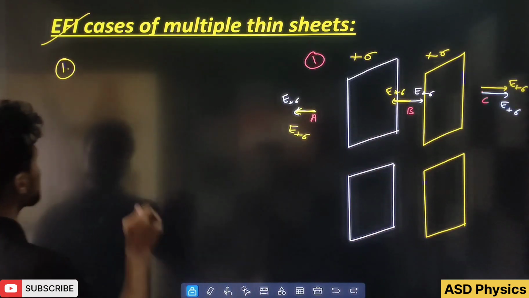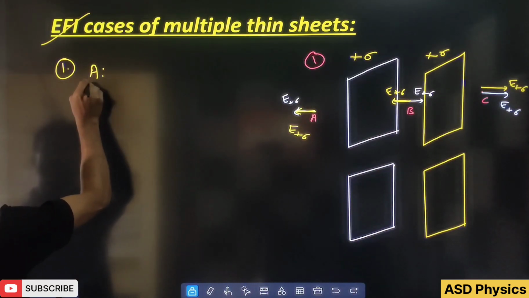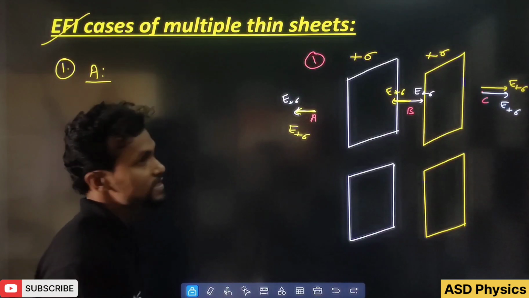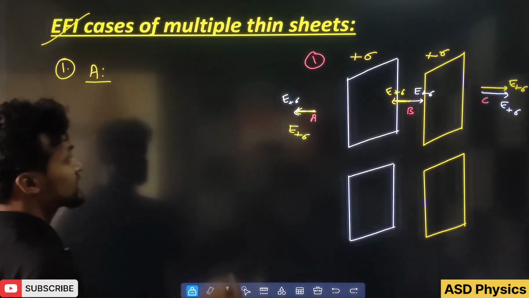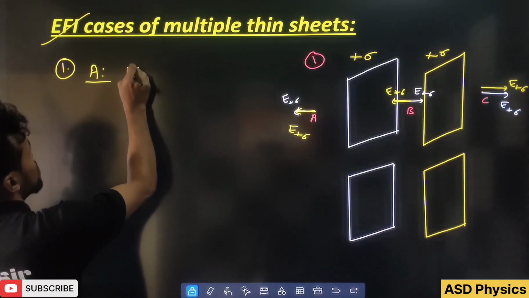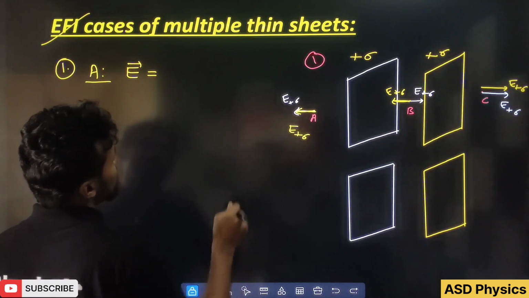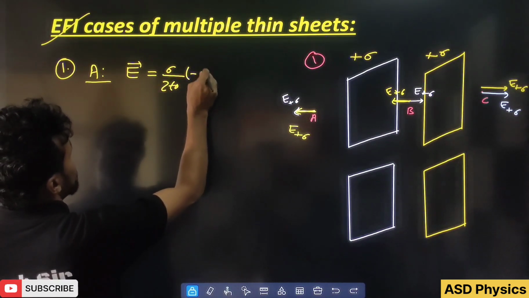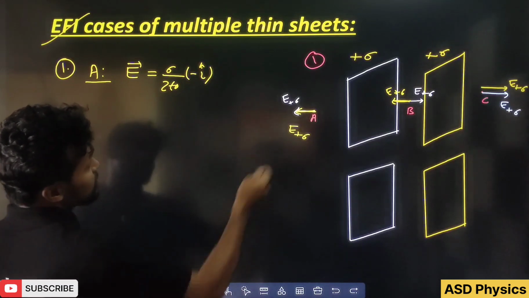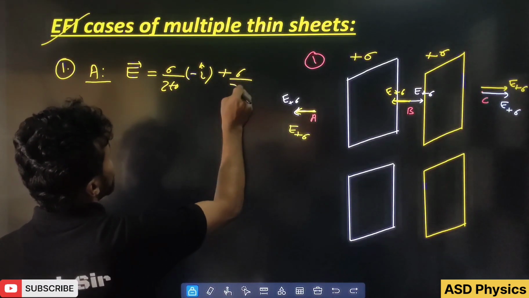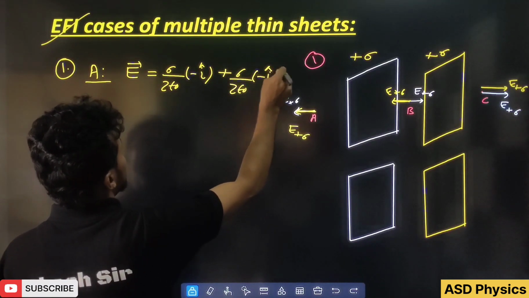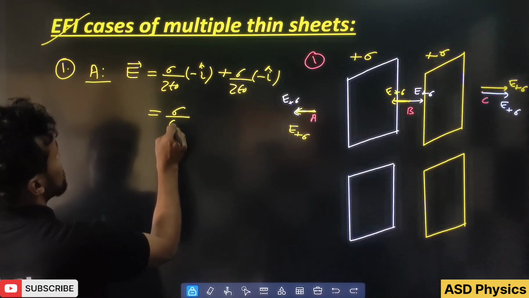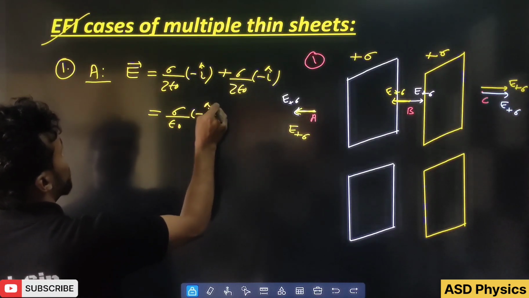That means, students, if I talk about point A, at point A both electric fields are in the same direction. I will write it in vector form so that you can see very well. Due to the white color sheet, we can write sigma by 2 epsilon naught minus i cap, and due to the yellow color sheet, again sigma by 2 epsilon naught minus i cap. That means the total will be sigma by epsilon naught minus i cap.